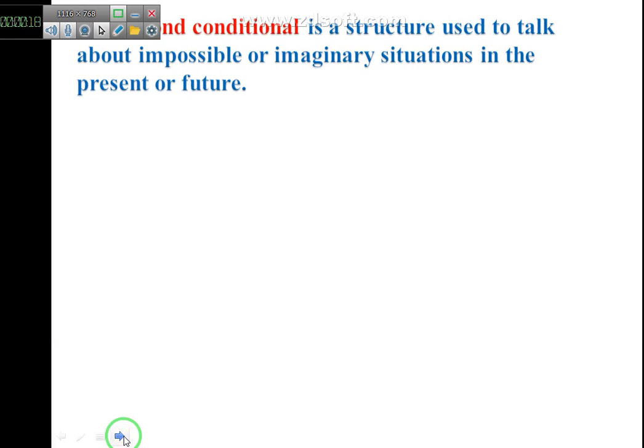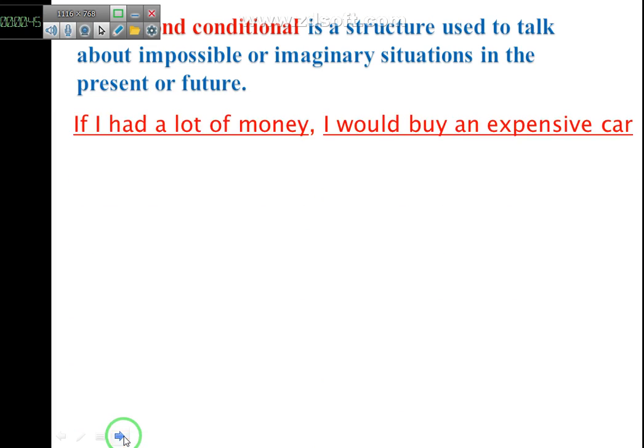What's the second conditional? The second conditional is a structure used to talk about impossible or imaginary situations in the present or future. Kindly don't forget, we use the second conditional to describe a situation in the present or future, not the past. Okay? Let's see the example.